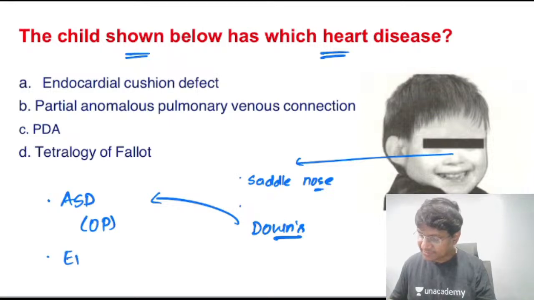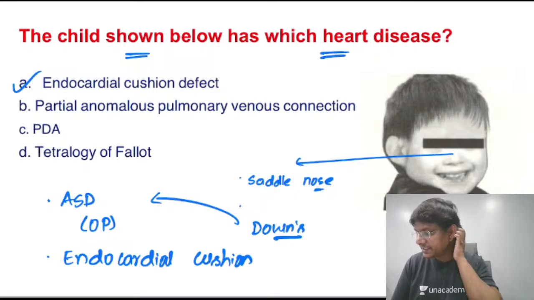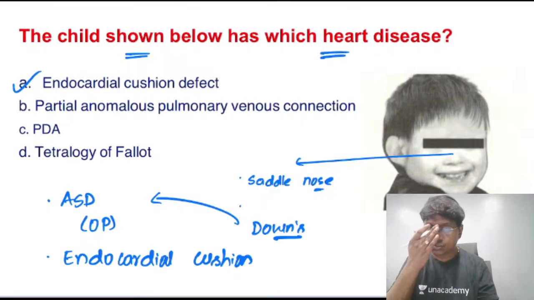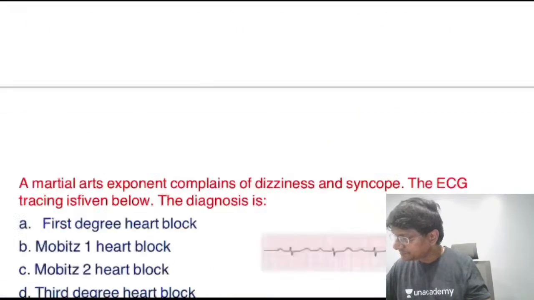The other thing is there can be endocardial cushion defects. Right, endocardial cushion defect. So the correct answer here is the endocardial cushion defect. Yeah, very good, Ankit. So the most common is the endocardial cushion defect. Okay, right. Now you see the next ECG.